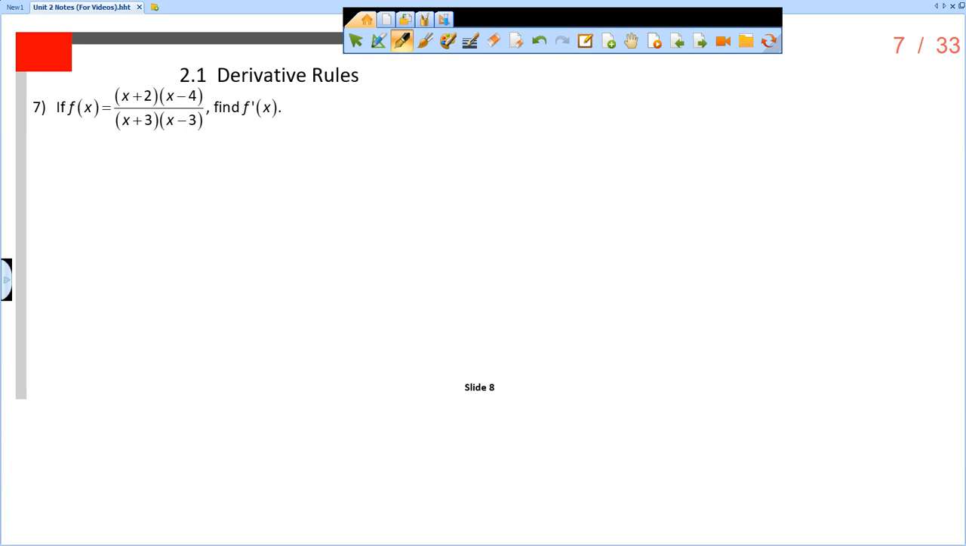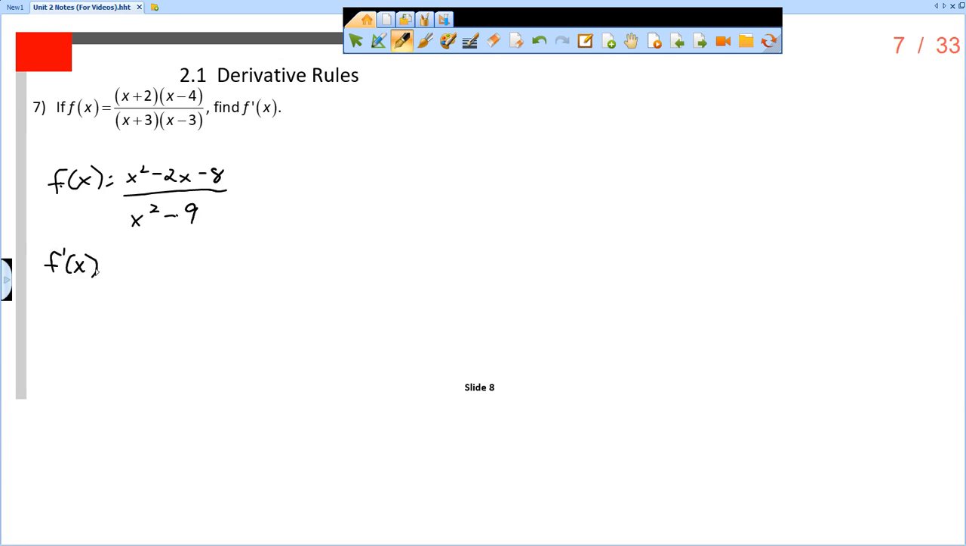Now this one, let's just do this one way. What would be the easiest way? Well, the easiest way would be to multiply out both the numerator and denominator first. So notice I'm going to write f of x equals. If I multiply out, I get x squared plus 2x minus 4x, so minus 2x minus 8. And then divided by this one, x squared plus 3x minus 3x, so minus 9. Do I have multiple options for taking the derivative of this? Well, the answer is no, because I can't split this up because I have two terms in the denominator. So all I'm going to do is use the quotient rule.